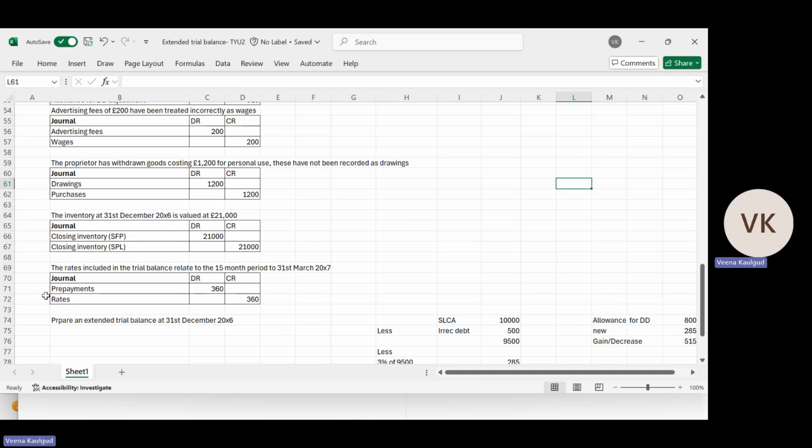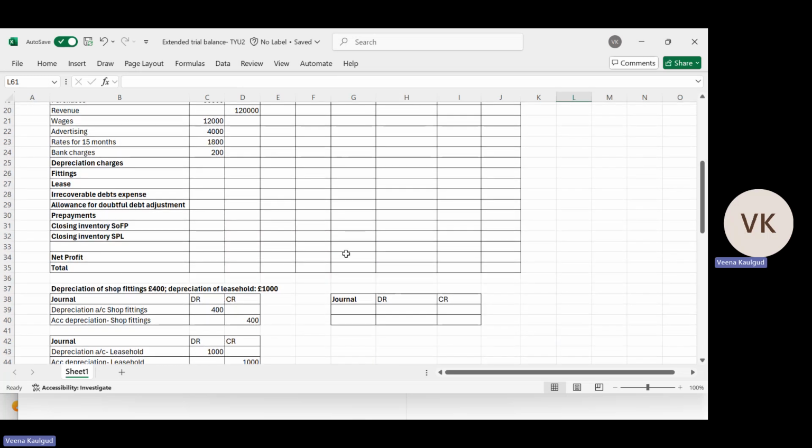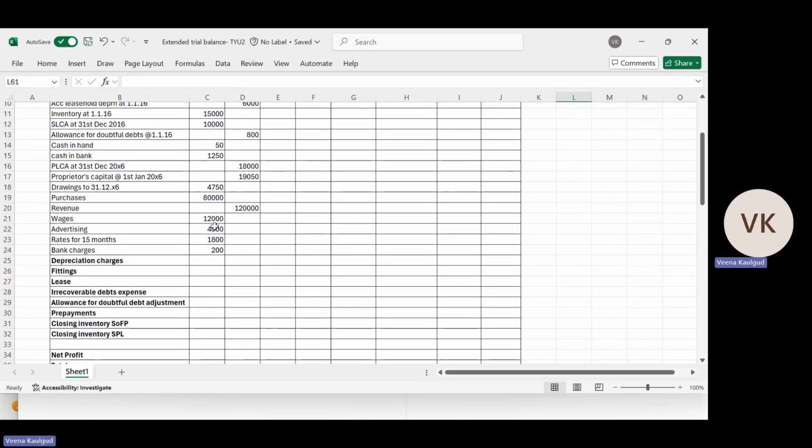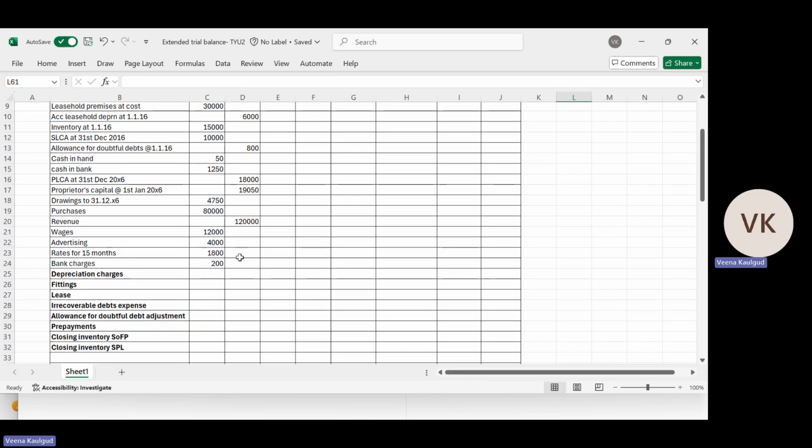Then the next one is the rates included in the trial balance relate to the 15-month period to 31st March 2007. So how are we going to calculate? The 15-month period was 31st March to 31st March. My year end is December, so for 3 months they are paying extra. Now let us see how much the rates were otherwise. The rates they have paid for 15 months is 1,800.